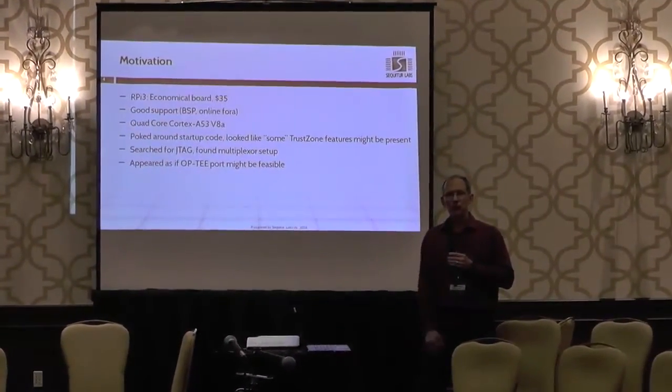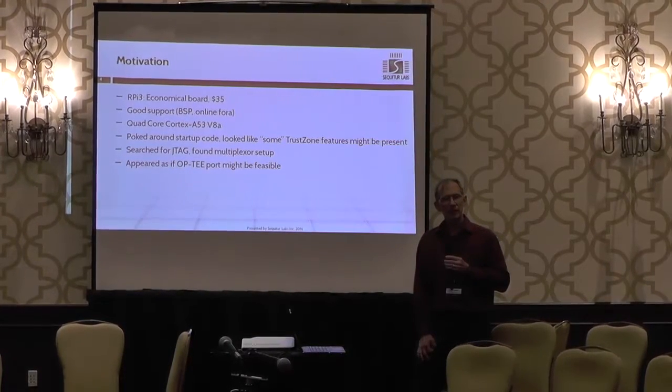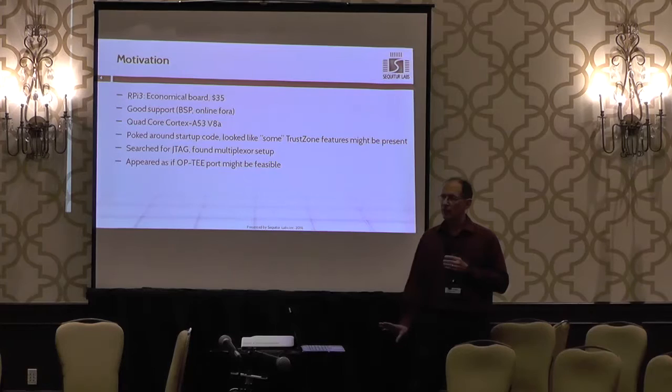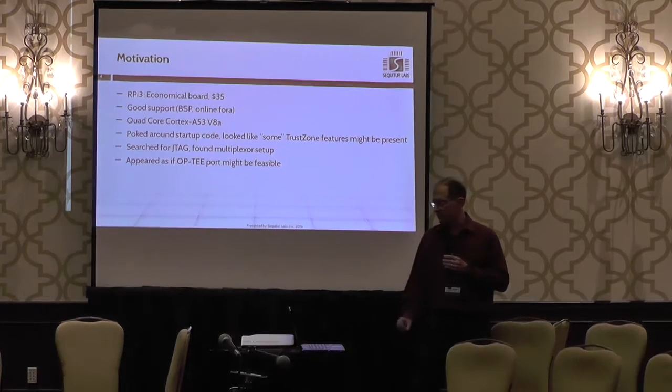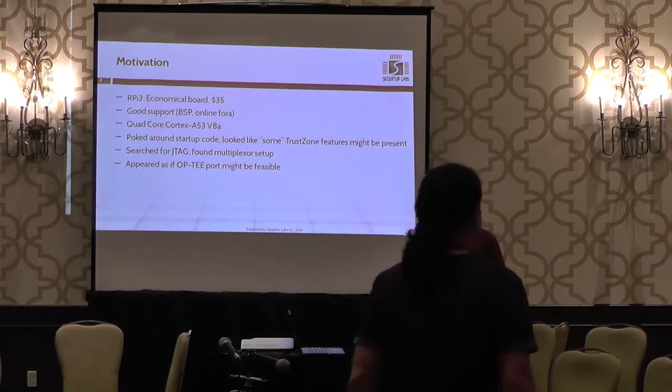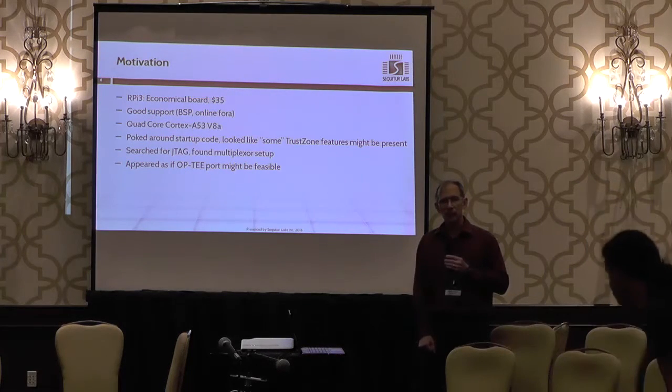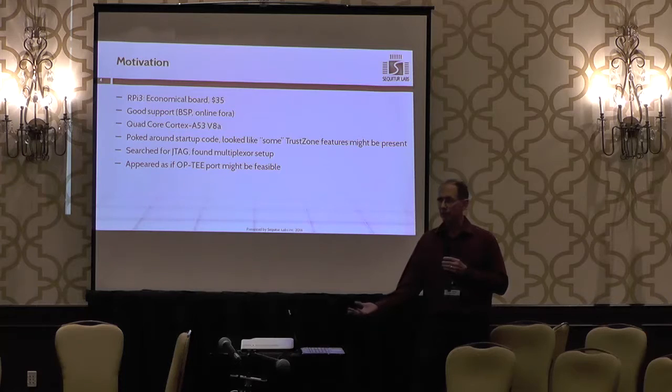The starting point for us was back in March, when initial work had been done to port a 64-bit stack to the Raspberry Pi 3. We watched closely to see what was being done. We poked around the startup code. At this point, they'd stepped sideways from the normal boot mode for the Pi 3. We poked around and it looked like there might be some TrustZone capabilities or features available on the device. We searched for JTAG capabilities for low-level debug and found that in previous versions there'd been multiplexer pin setups for the 40-pin header on the Raspberry Pi, and started digging around to see if it would be possible to do this on the Pi 3 as well.